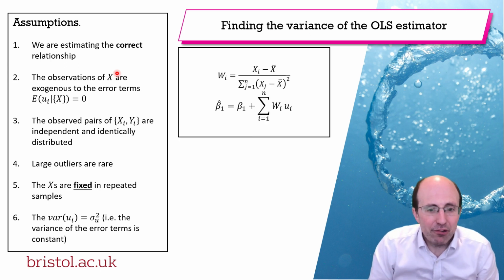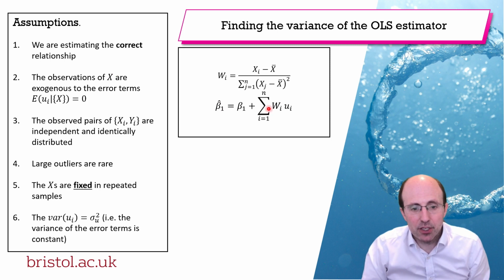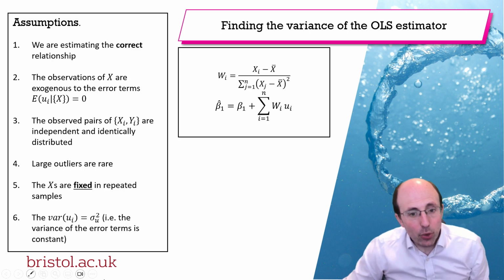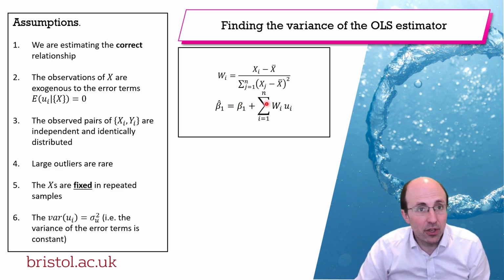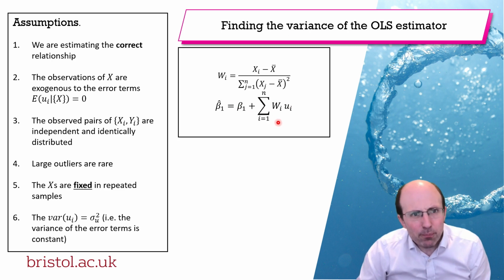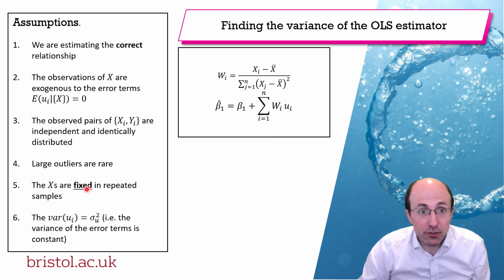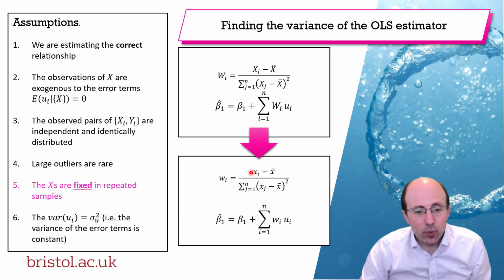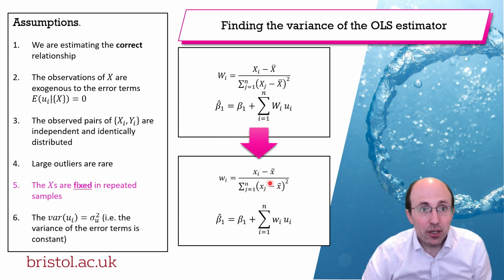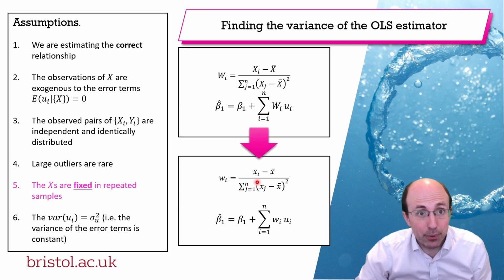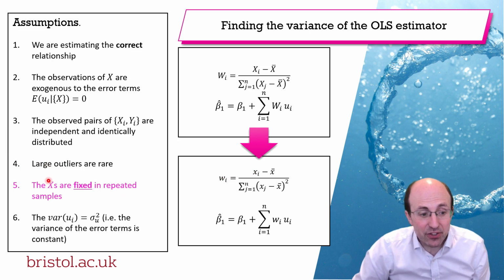So, we want to find the variance of beta1 hat. So we're going to want to find the variance of this expression. We have that the OLS estimator can be written as beta1 plus the sum of the wi ui's. Now we're making a 5th assumption that the x's are fixed in repeated samples, and that means that we're going to treat the x's as if they are fixed when we're looking at the variation across samples. In order to denote this, we can turn the x's into lowercase x's, and similarly, the wi we're going to turn into a lowercase w, because we're treating those x's as if they are fixed in repeated samples.